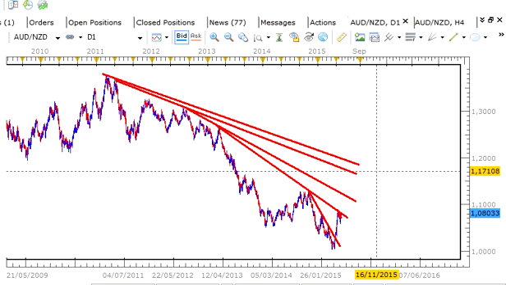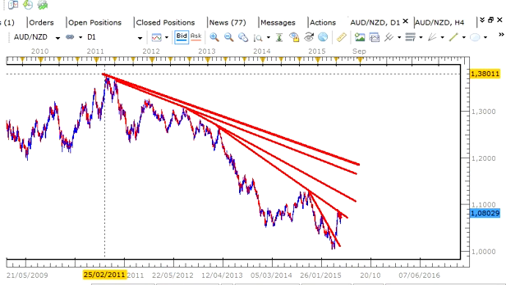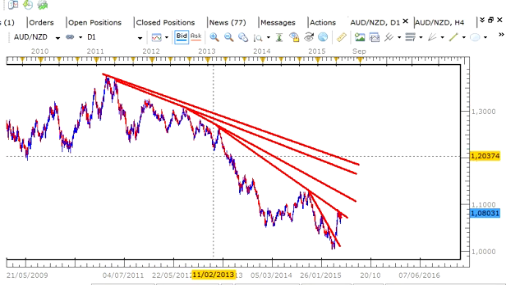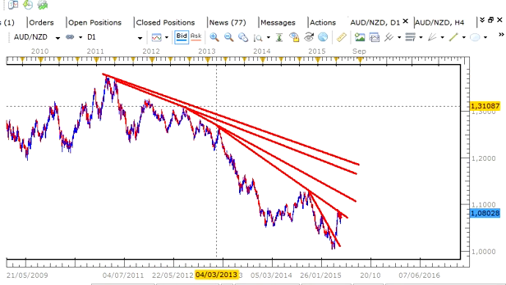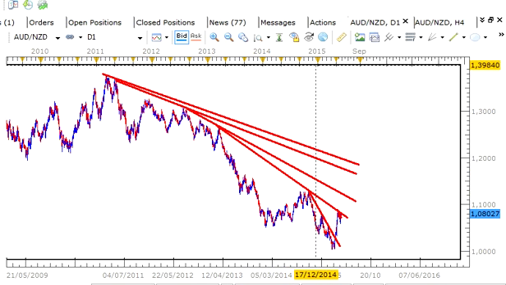Let's take a look at the situation now taking place on the Aussie Kiwi dollar. Here we see that the pair has been in a very strong downtrend since 2011, which has led to the creation of several of these downtrend lines.